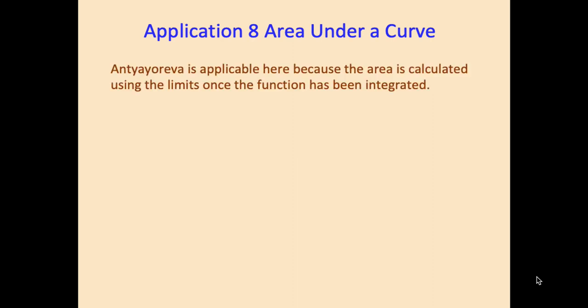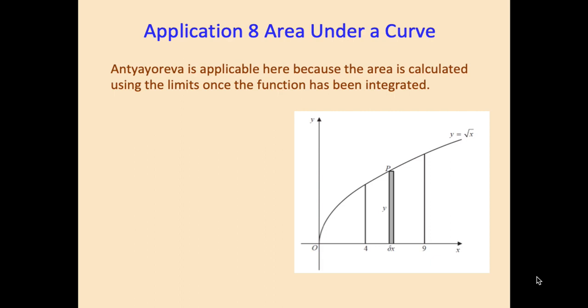Application 8, area under a curve. Here we also use limits, of course, in definite integration. So an example: find the area under the curve y is square root x between the limits of x is 4 and x is 9. So we form up the integral, integrate to give 2/3 x to the power of 3 over 2, and evaluate between the two limits 9 and 4, which gives a result of 38 over 3.